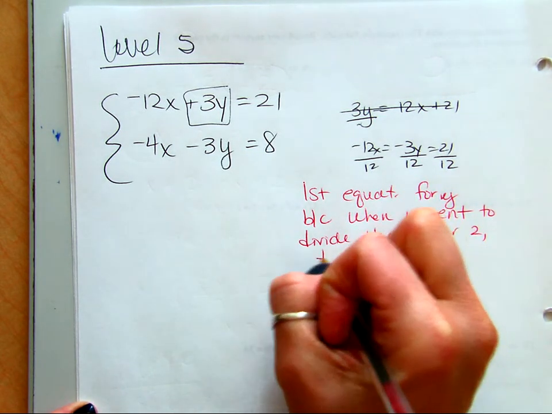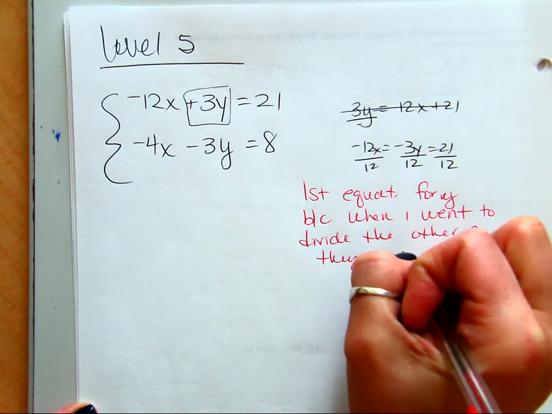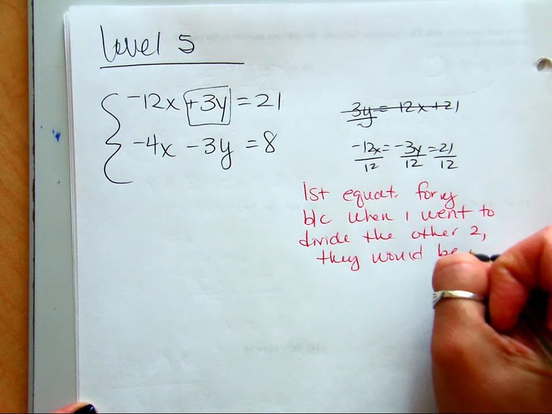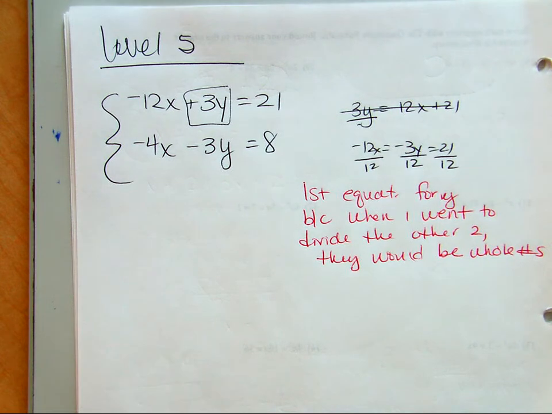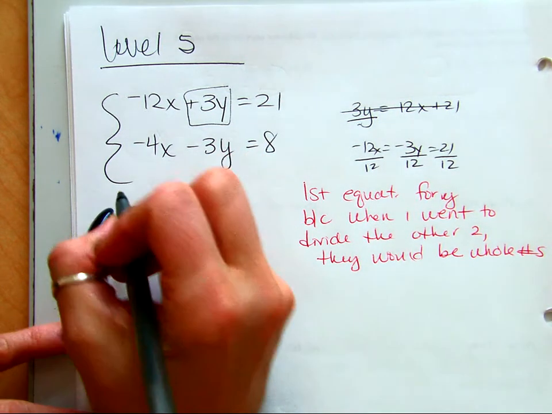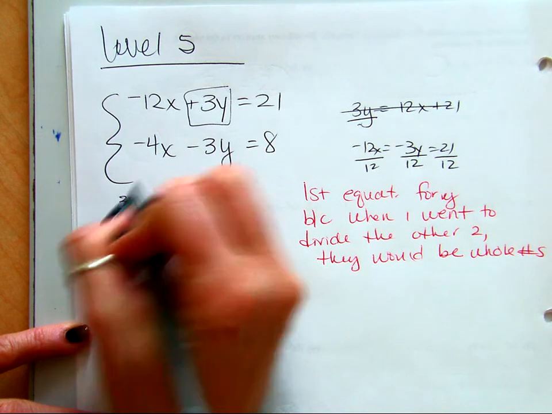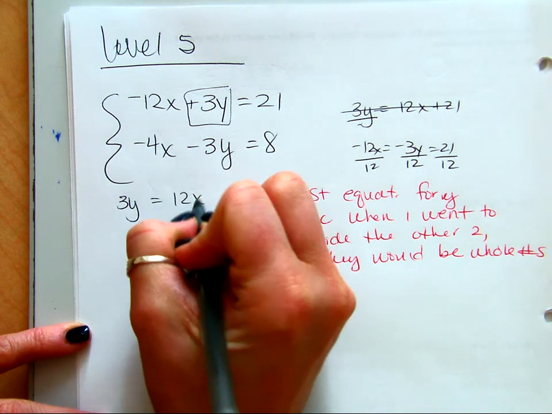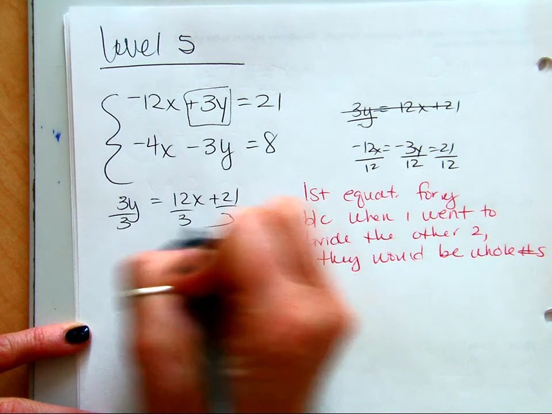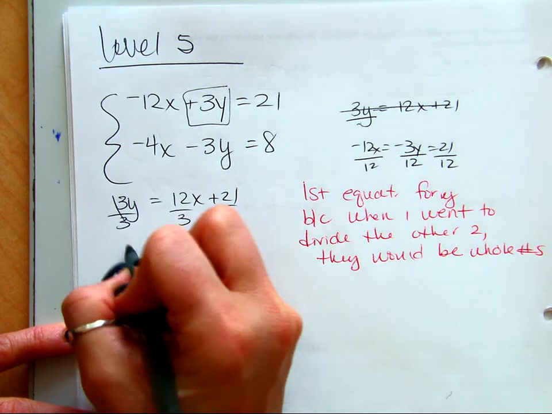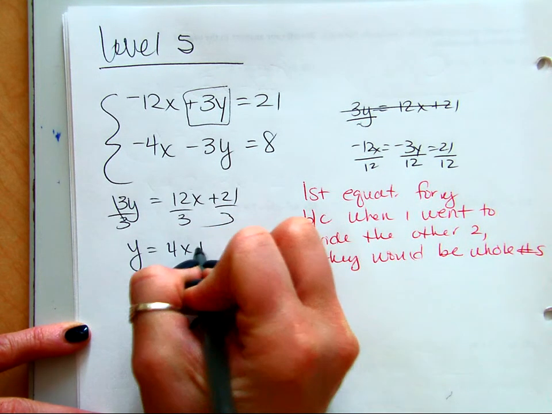That would be a perfect answer, whole numbers. Okay? So we're not going to do that equation. Basically, let's just say 3y would be equal to 12x plus 21. And when you go to divide everything by 3, it's not going to give you some horrible looking equation. It's going to give you y equals 4x plus 7. And that's totally doable. What would you do?